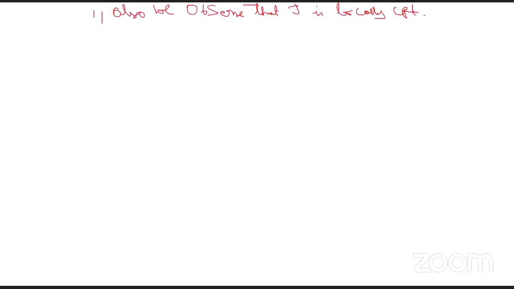Next theorem: 18.4, page number 140. Theorem.